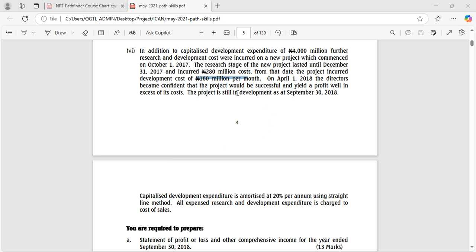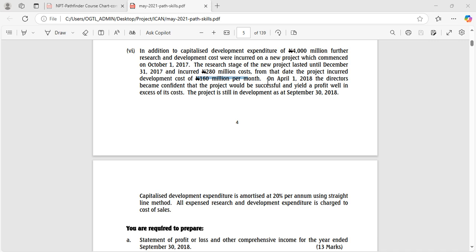Okay, fine. So this 160 million, we started spending that 160 million from when? January, right? We started spending 160 million from January, and we spent it up to March. January, February, and March, that was what we expensed, right? Now from April, it will become what?